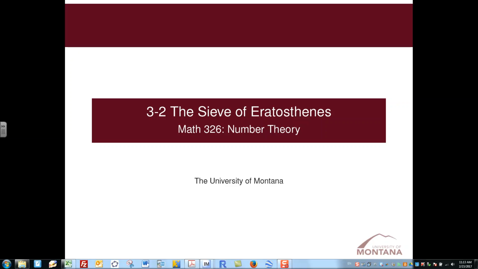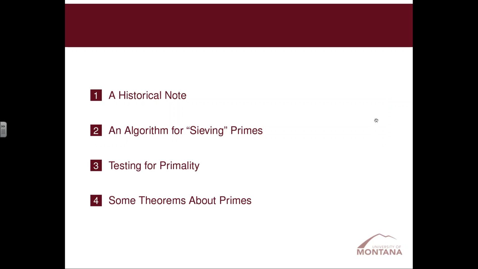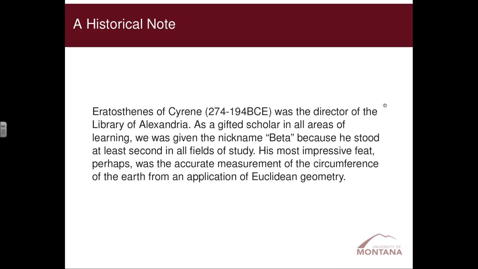Continuation of our lecture on section 3.2 from Burton's text on the Sieve of Eratosthenes. So where are we at? We took a look at this already a bit in class, talked a little bit about the importance of Eratosthenes as a historical figure. Director of the Library of Alexandria, nicknamed Beta, a man of incredible scholarly reputation.